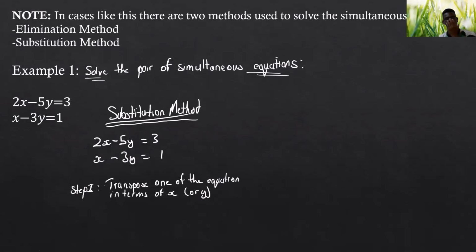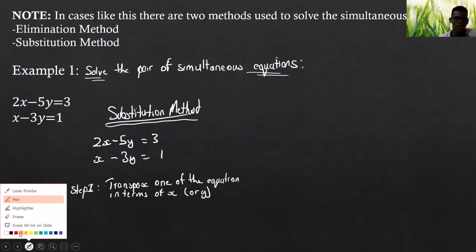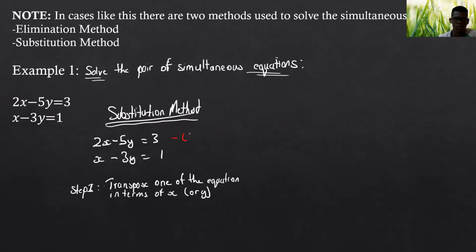Right? So we want to manipulate the equation in terms of X, meaning we want to make X the subject. So pick one of them and make X the subject. Now, the one you want to pick, and I will explain why, so let's call them equation one and equation two. You want to pick equation two to make X the subject for.